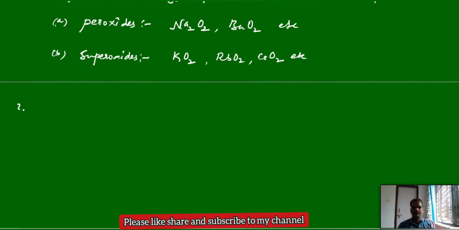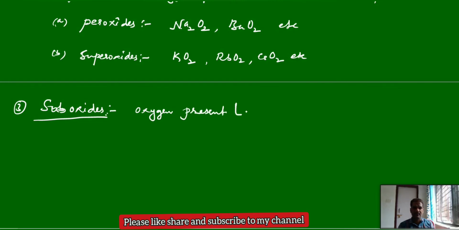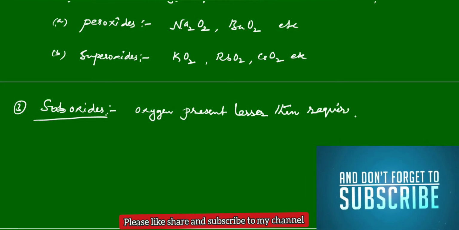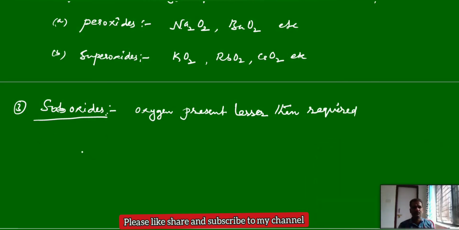And the third type, suboxides, where the amount of oxygen is less than the required, less than the valency of the element. Suboxide: oxygen present is lesser than the required amount to satisfy the valency of the element. You can take an example here.